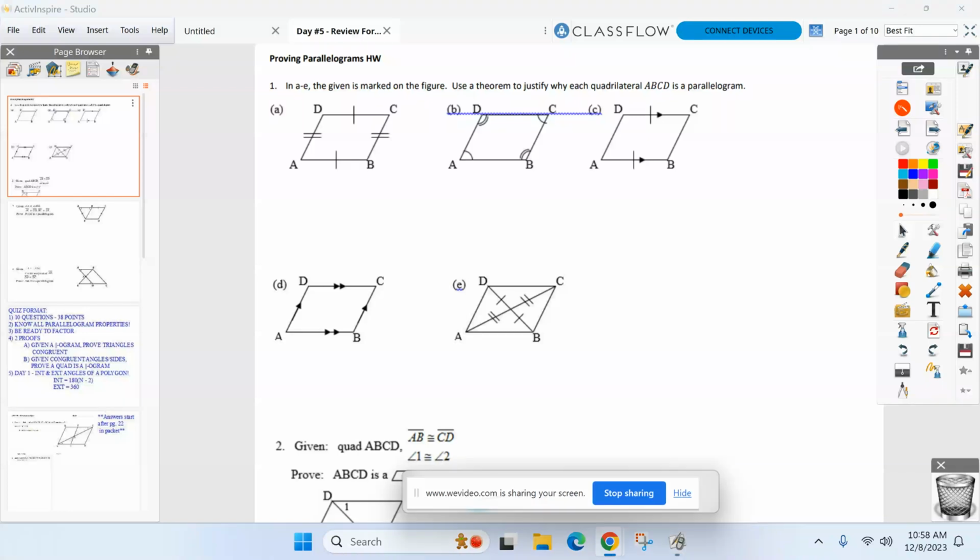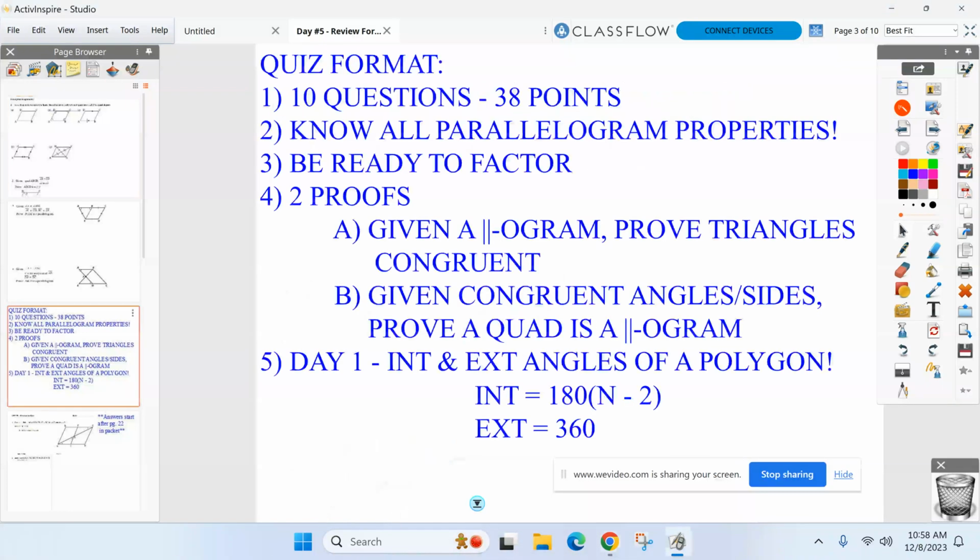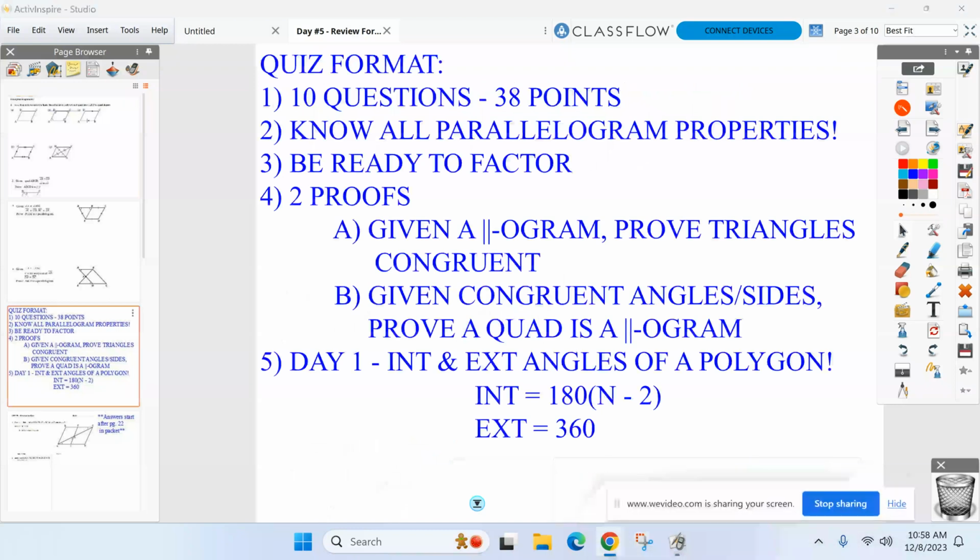Quiz covers days 1 through 4. Pretty big quiz, 38 points. I just say know all the properties. There's only 5 of them. All right, this is only on a parallelogram and on day 1, which I'll get to in a second. But just know your properties, please.